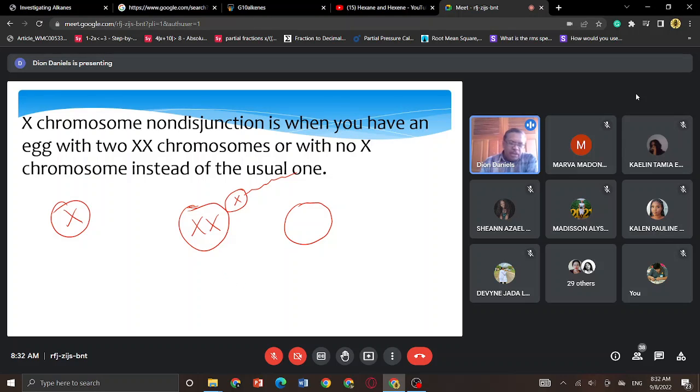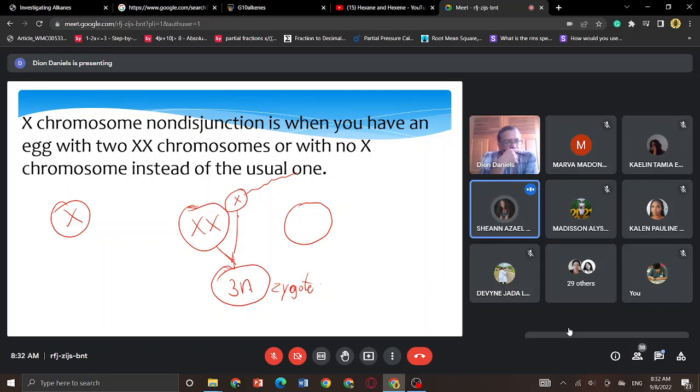You will end up with a zygote that is what, in terms of the ploidy? All right, so this is the zygote. This zygote will be 3N, correct? And so what would happen to that zygote? So that now would be the case where Down syndrome would happen because of this.